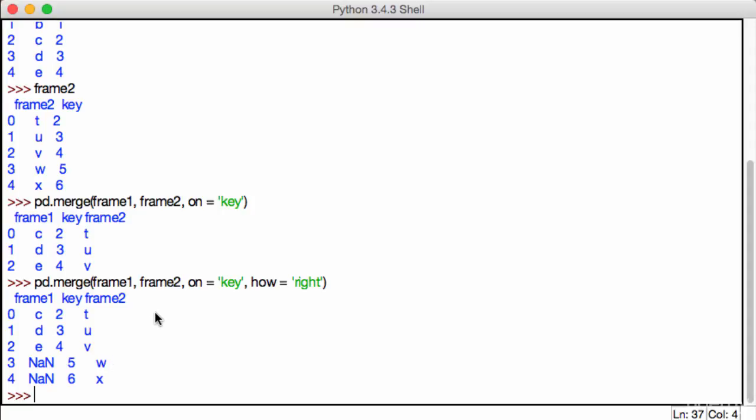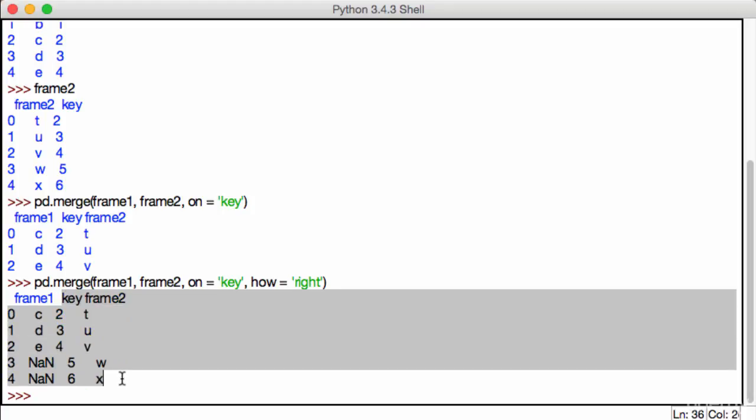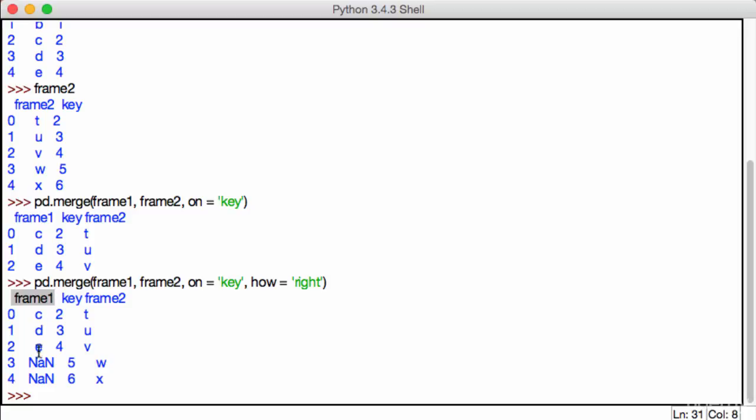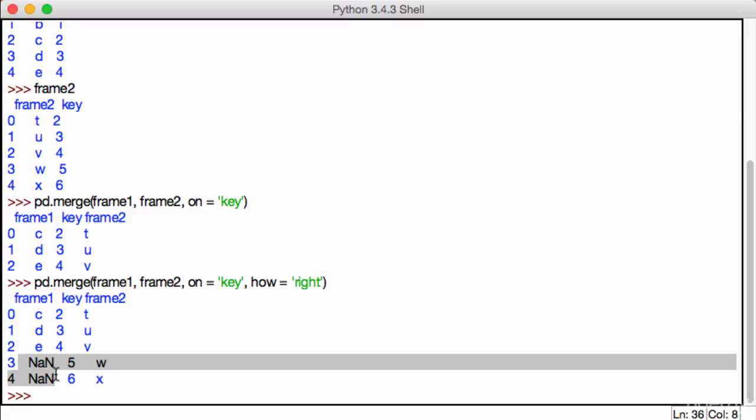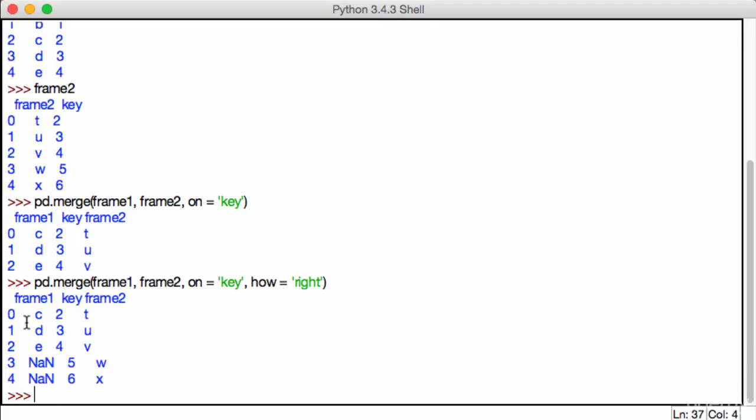So when we specified how is equal to right, we basically said keep frame 2's values the way they are, don't change them. If frame 1 doesn't have those values, then go ahead and put null. So that's exactly what it's done. It's taken frame 2 to be that superior frame, hasn't changed anything about it, but it has changed frame 1's values. Since frame 1 didn't have a key of 5 and 6, that's why None and None are there.